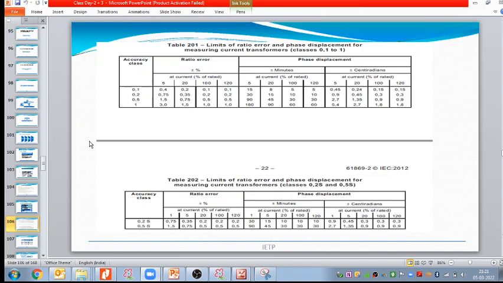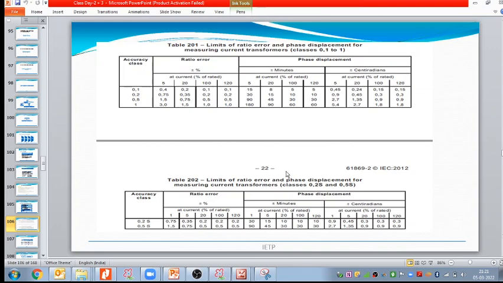Who asked me about this query? Yeah, clear right now, your query is clear. Okay, so we understood here accuracy class. Please delete this line. Yeah.